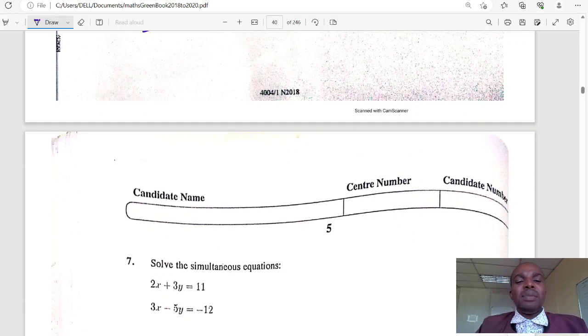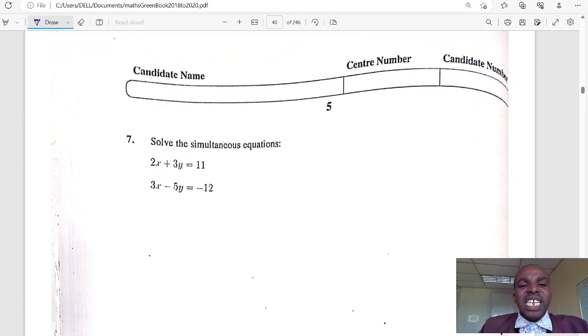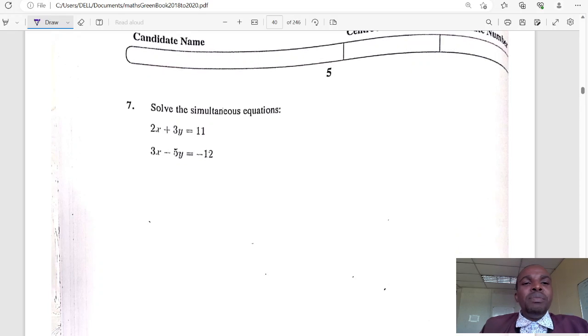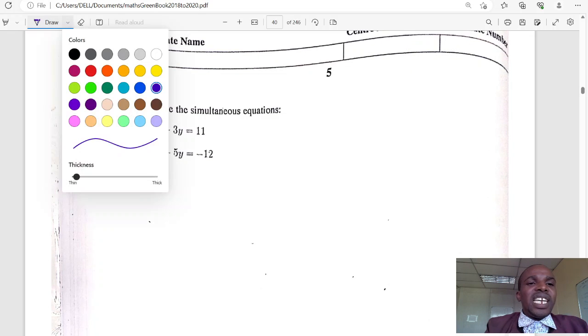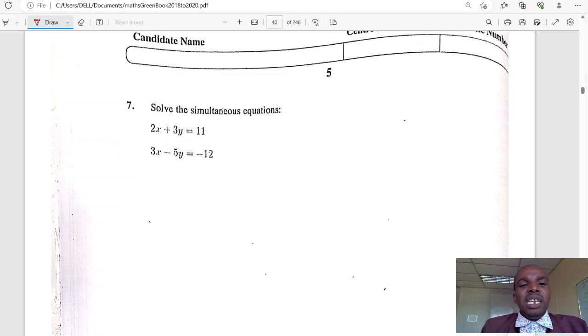Next question. Question number 7. Solve the simultaneous equations. You can use elimination or substitution. In this case, I prefer to use elimination. Substitution works very well when one of the coefficients of the unknowns, these letters, in this case x and y, is 1. Then substitution will be the best.